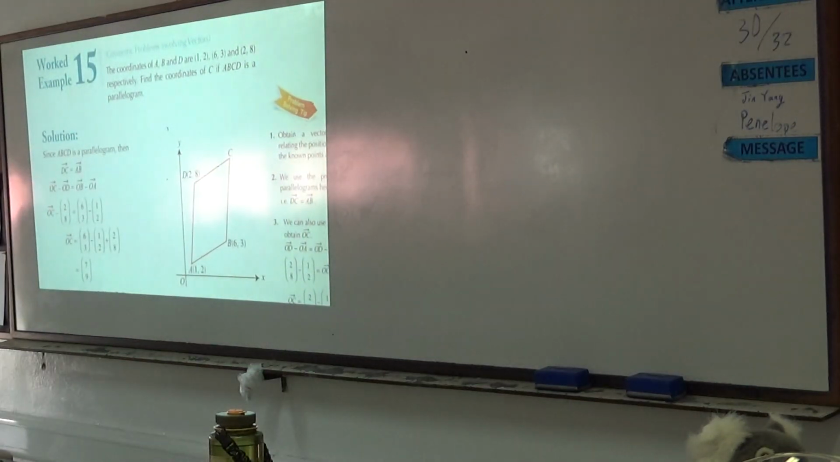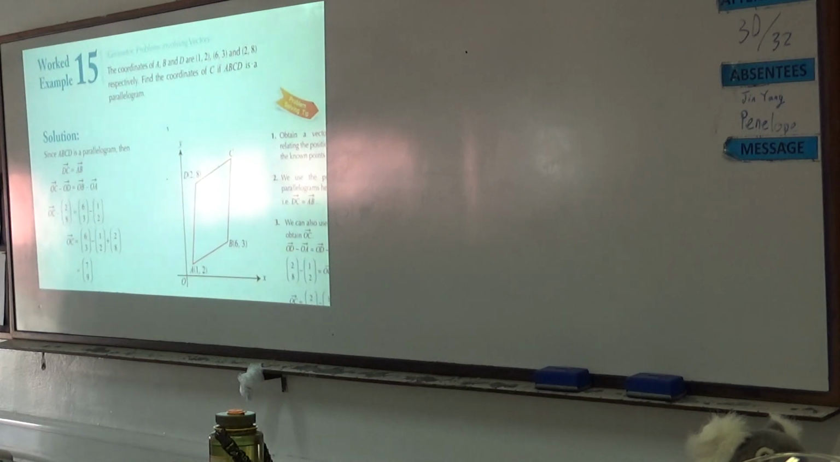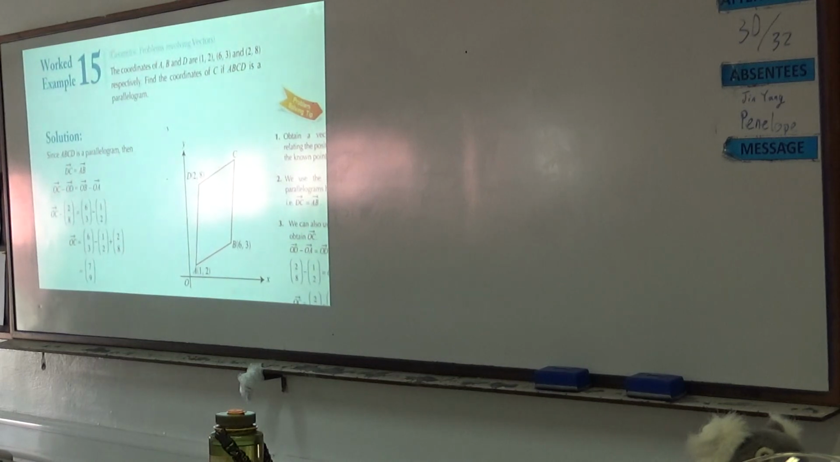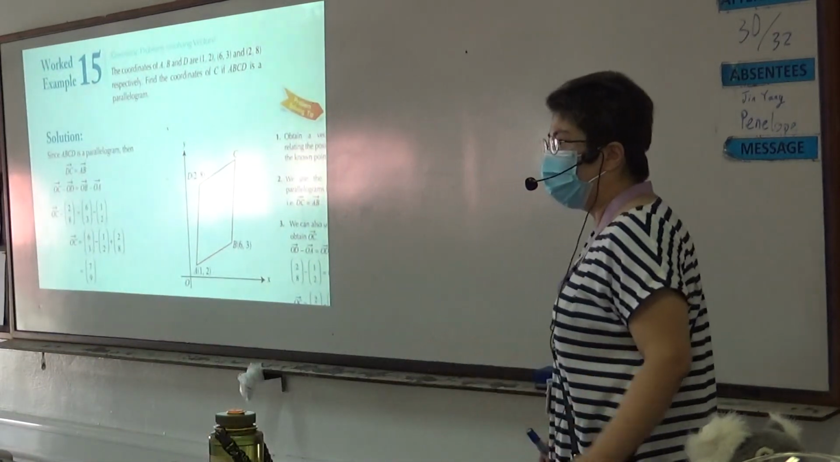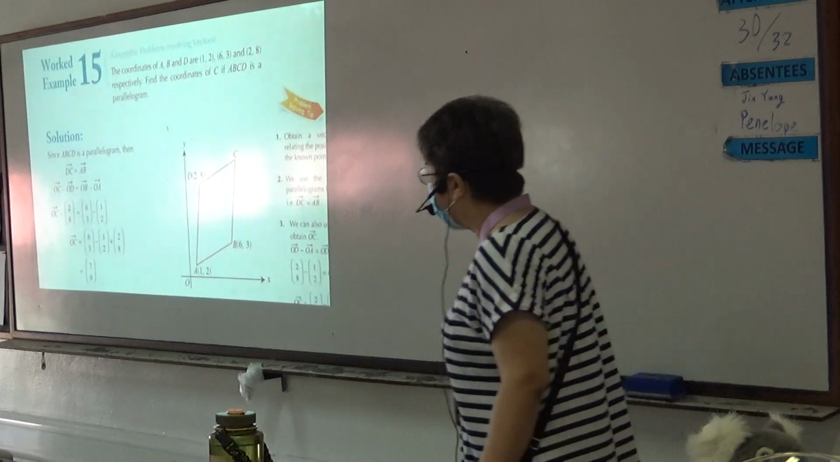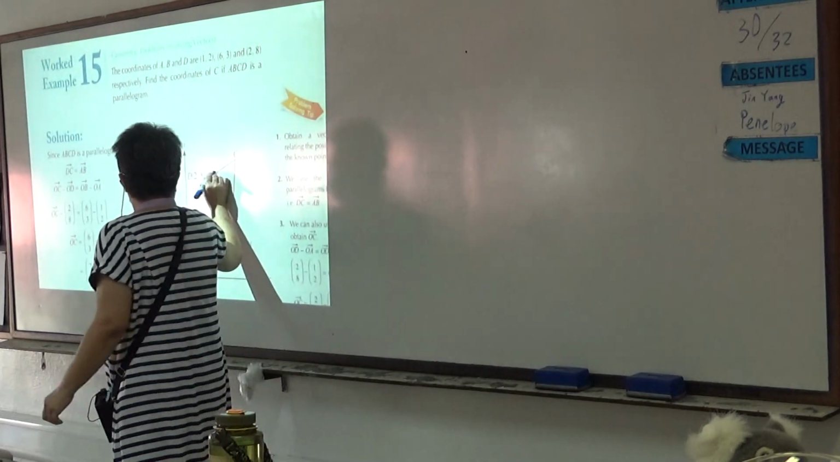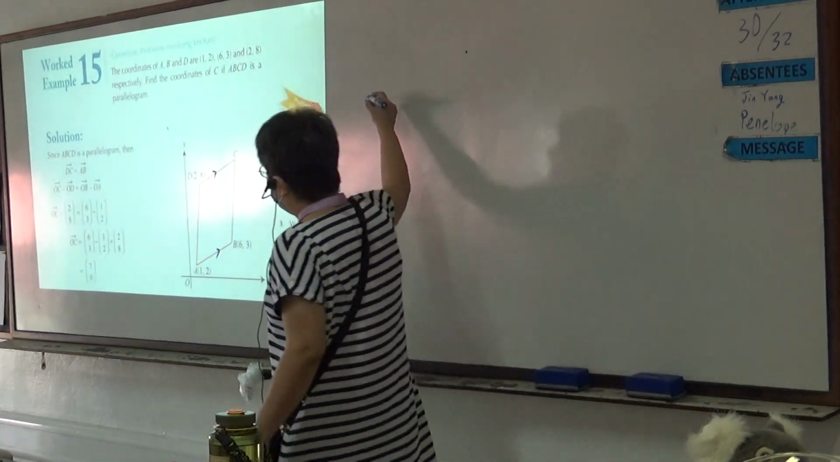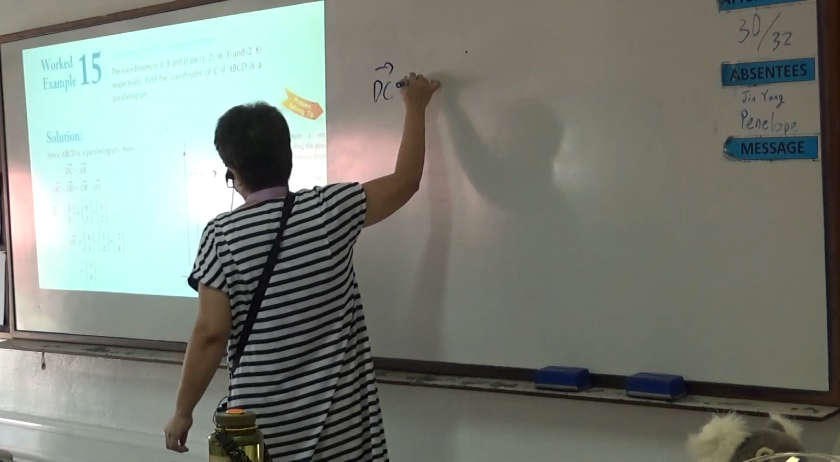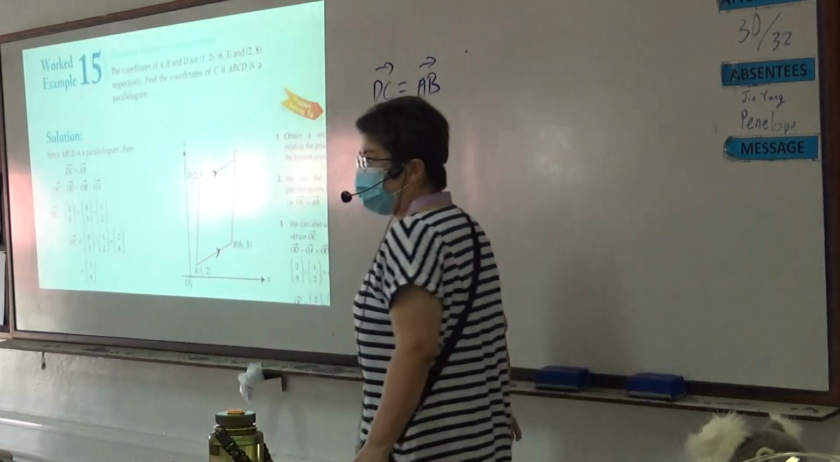Is this better? Okay. The coordinates of A, B, D are 1, 2, 6, 3, and 2, 8 respectively. Find the coordinates of C if ABCD is a parallelogram. Okay, now I told you the other day, position vectors will give the coordinates. Agree? Now, if this is a parallelogram, that means DC must be parallel to AB, right? Everybody okay? So I will have DC equals to AB.